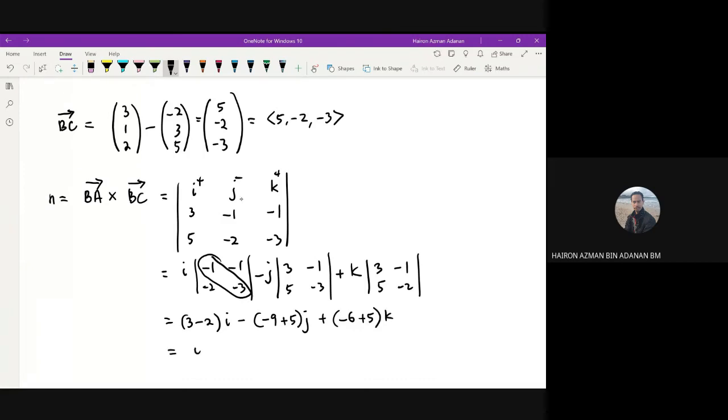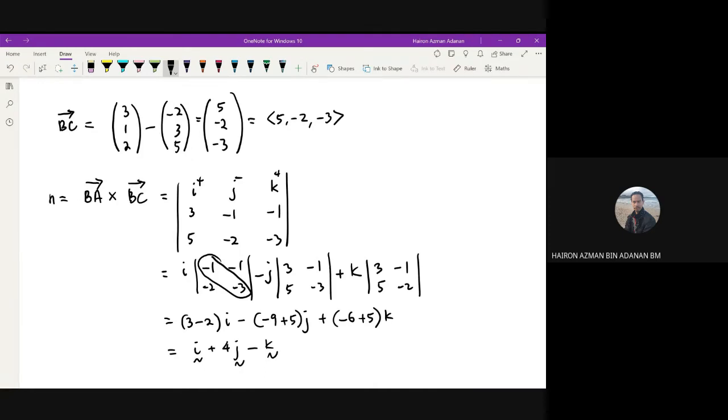Okay, so you get I. This one you will get -9 plus 5, that is -4. So plus 4 for J. -6 plus 5, so you will get -K. So this is your normal. Okay, I plus 4J minus K. Okay, if you refer my note, my normal is -I minus 4J plus K. Same thing, because this one actually different direction.